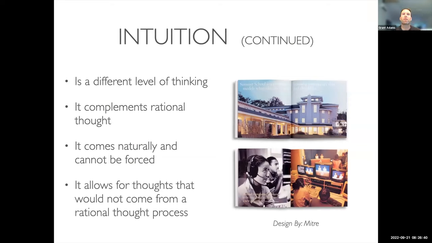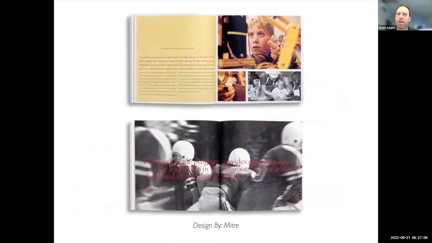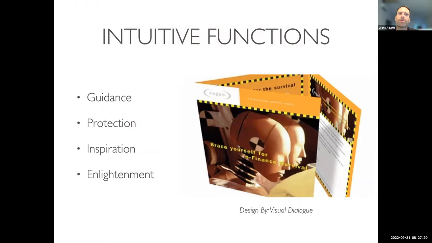So intuition is fundamentally a different level of thinking. It's the complement. It's the piece that is the opposite of rational thought. It comes naturally. It's a gut feeling. People talk about gut feeling a lot. It doesn't quite feel right. That's this intuition speaking. It allows for thoughts that wouldn't come out of the rational thought process. That's an important distinction. So we have that rational thought process, and then we have the other thought process, the one that's in the back of your head. Intuitive functions: guidance, protection. That's an interesting one. It's there for your protection. It's the red flag. It can be for inspiration and enlightenment.